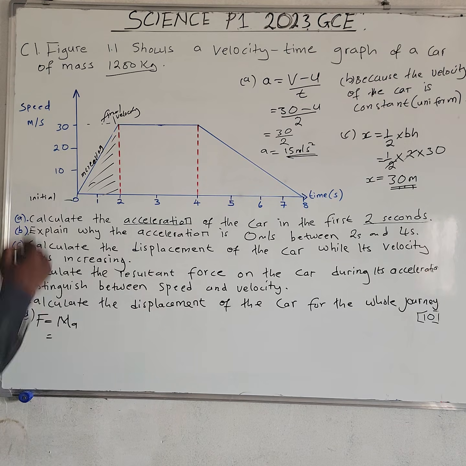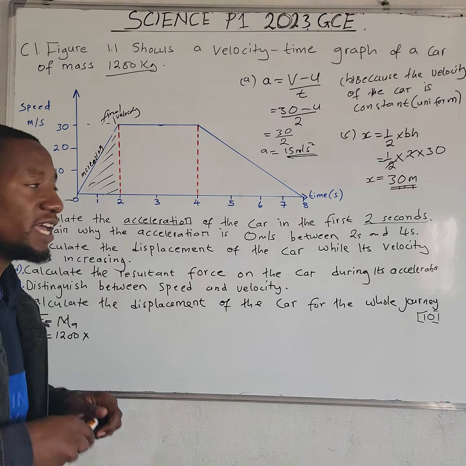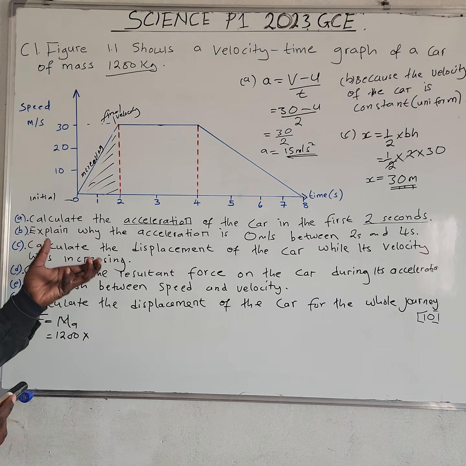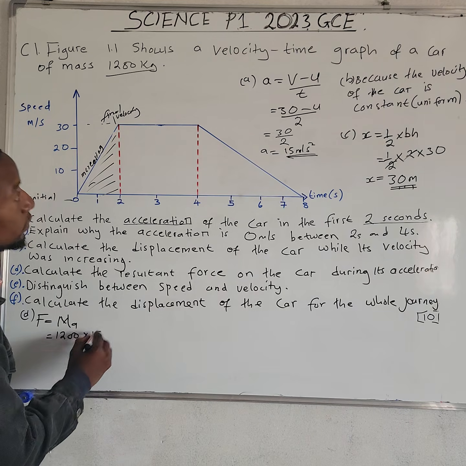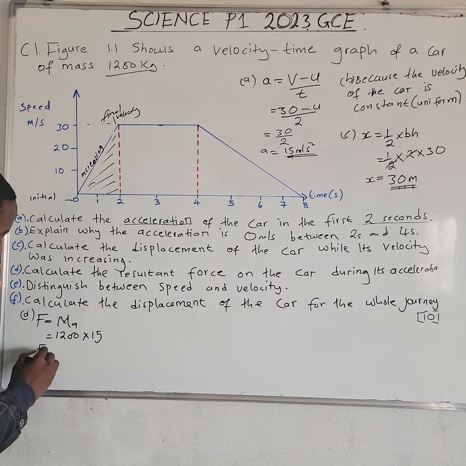They have given us the mass there. So we have 1,200 kg multiplied by the acceleration when it was increasing. And what have we found there? When it was increasing, we found that it was 15 meters per second squared.